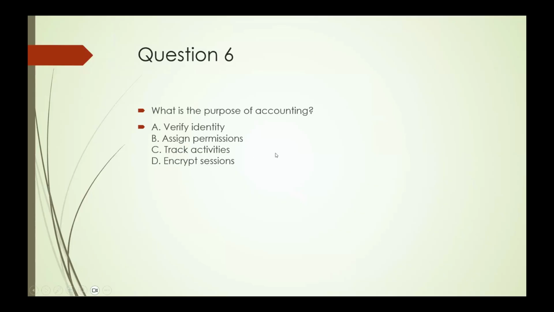Next question. What is the purpose of accounting? Is it to verify identity? No. Is it to assign permissions? No. Is it to track activities? Yes, looks good. Is it to encrypt sessions? Maybe. So between C and D, the correct option is tracking activities. You should always try to eliminate the wrong answers and find the correct answer.